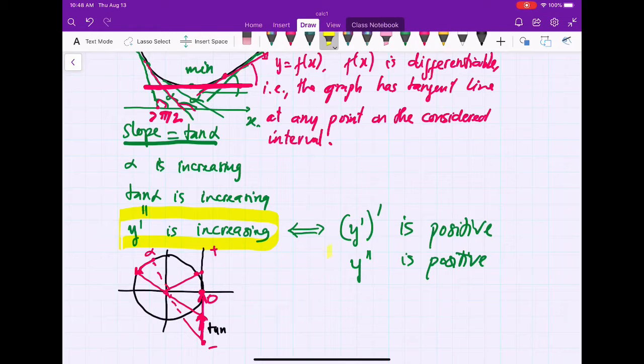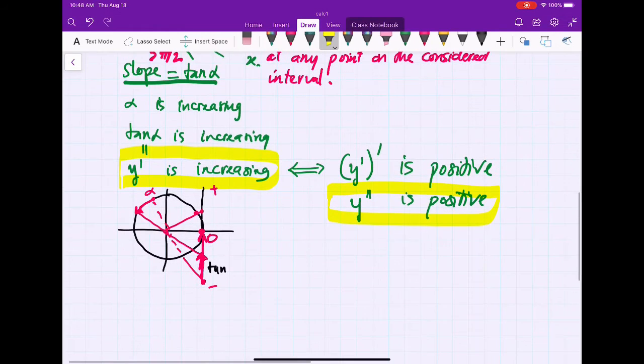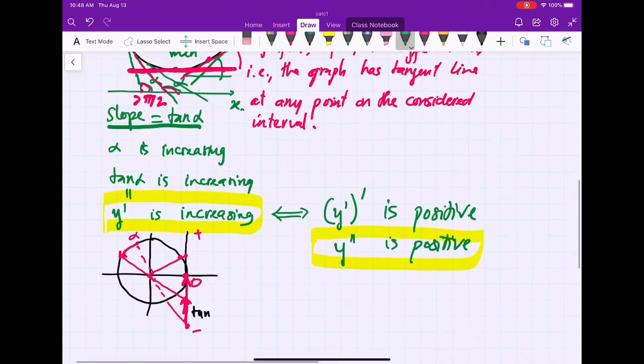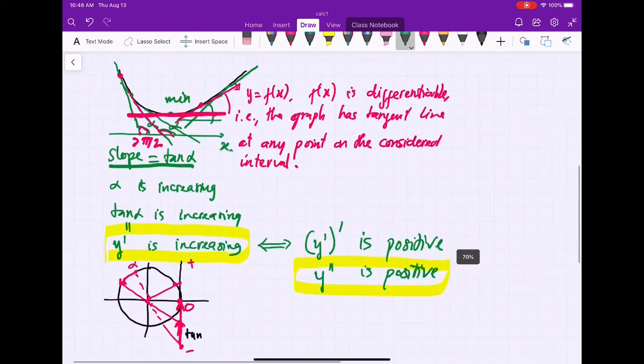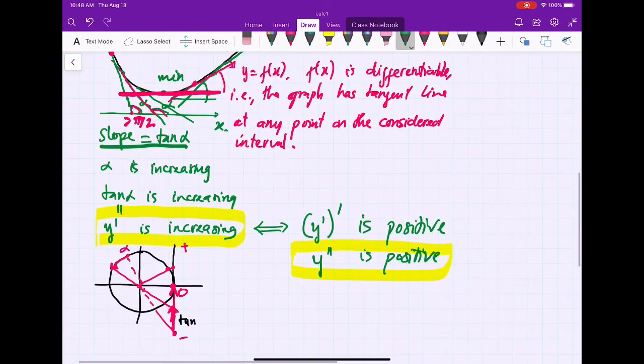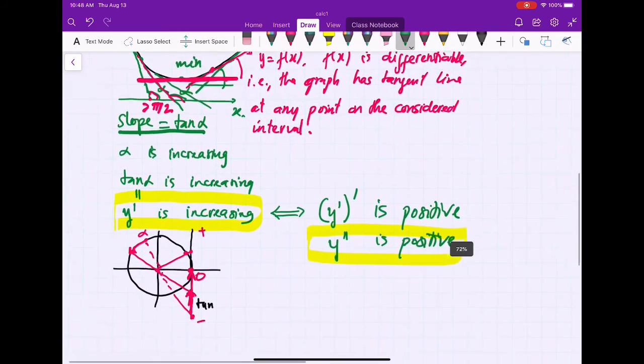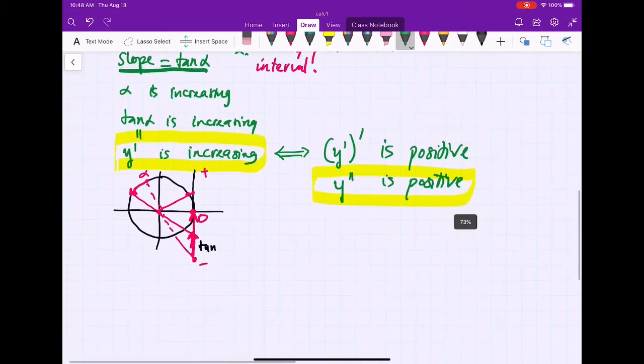So convexity is equivalent to y prime is increasing. And that is also equivalent to the case when y double prime, the second derivative, is positive. Alright, so you have this. Similarly, you might talk about concavity. Okay, similarly we can talk about concavity, but that is a very simple picture.